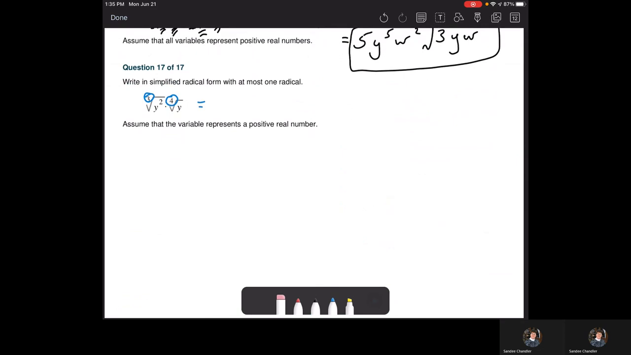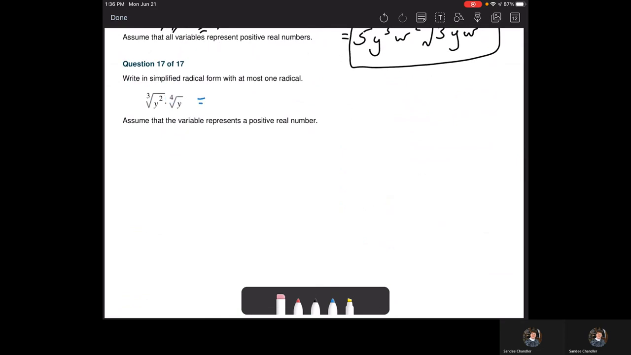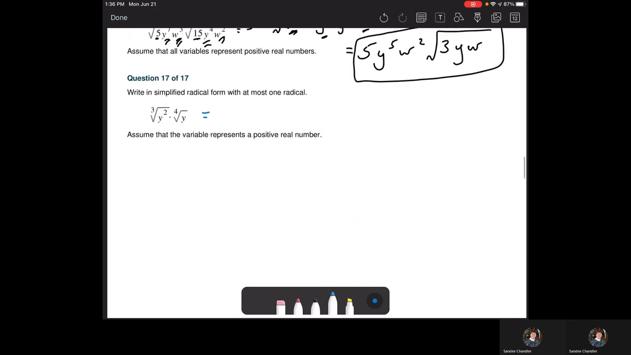So, remembering again, if there's no exponent, there's a 1. So the first one is y to the 2/3. I'm going to write that bigger down here below because I've got more room. Let me finish this real quick. y to the 2/3 times y to the 1/4.